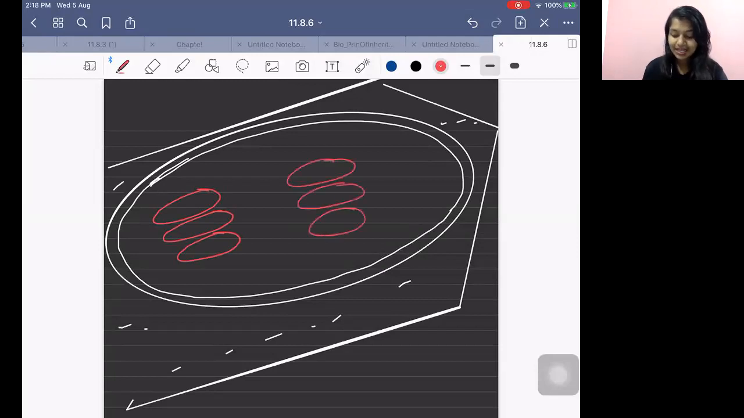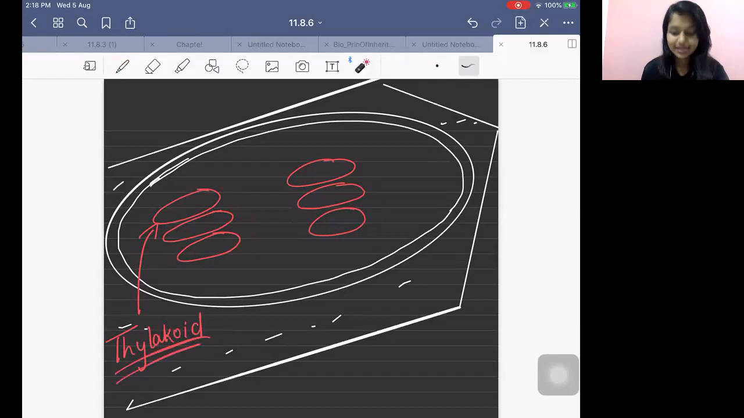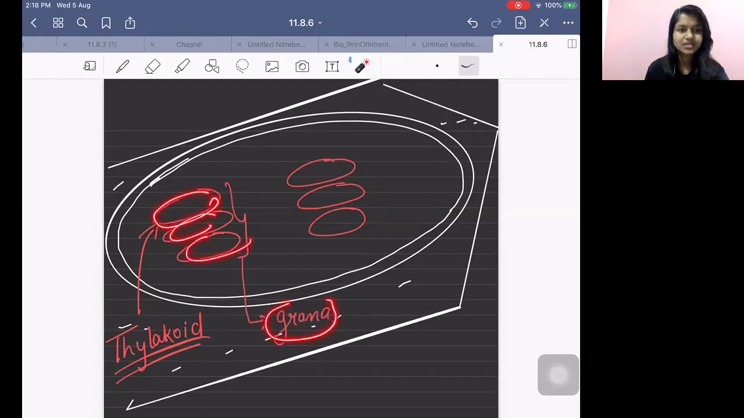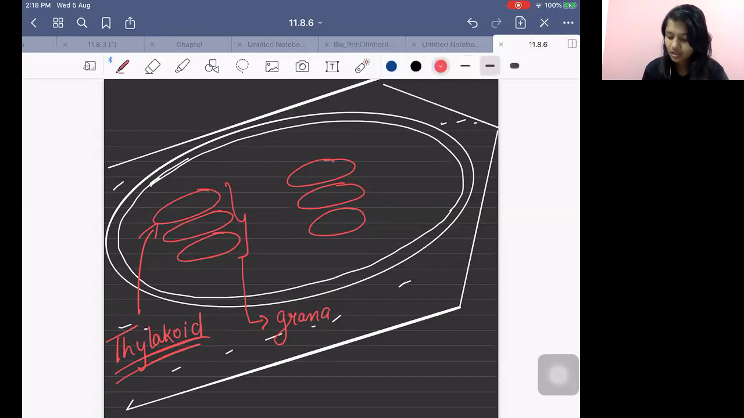All right. Now, each one will be called a thylakoid, and together you will be calling it grana. So what is grana? Grana is a stack of thylakoid. Not only this, they are also connected.